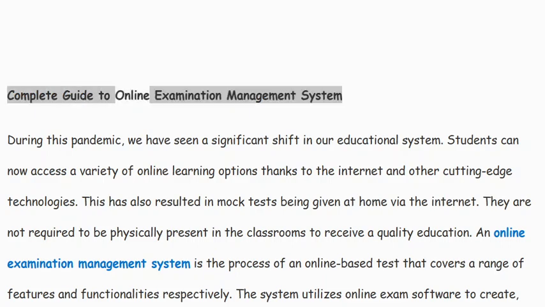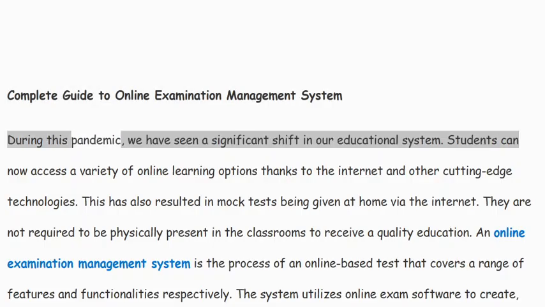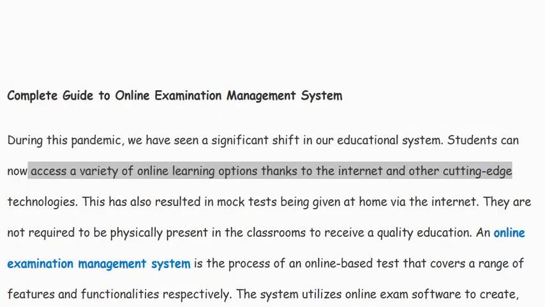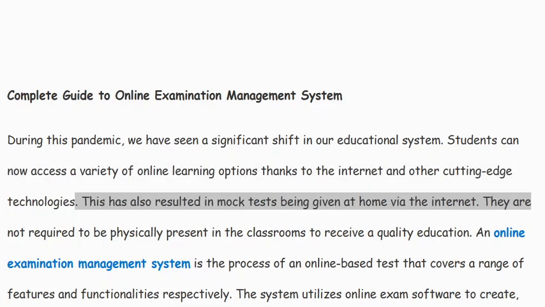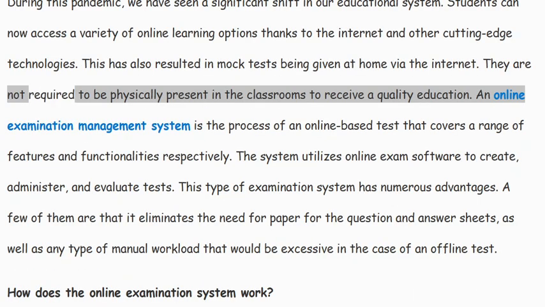Complete Guide to Online Examination Management System. During this pandemic, we have seen a significant shift in our educational system. Students can now access a variety of online learning options thanks to the internet and other cutting-edge technologies. This has also resulted in mock tests being given at home via the internet. They are not required to be physically present in the classrooms to receive a quality education.